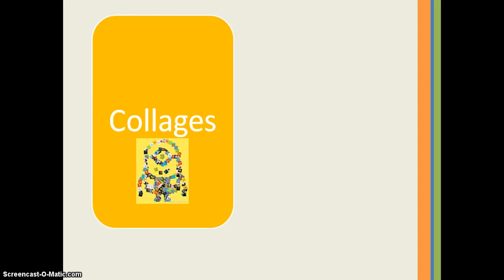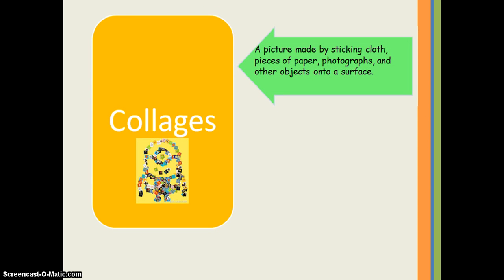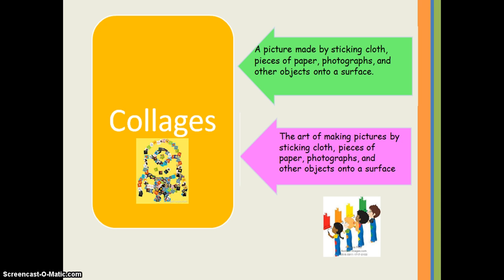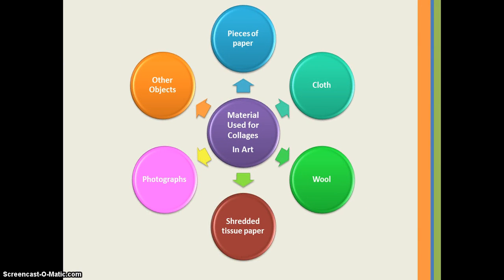Okay, now collages, what are they? It's simply sticking pieces of cloth, pieces of paper, photographs and other objects onto a surface. Alright, so the art of making pictures by sticking cloth, pieces of paper, photographs and other objects onto a surface is called collages, right? So let's quickly look at some materials used in art for collages.